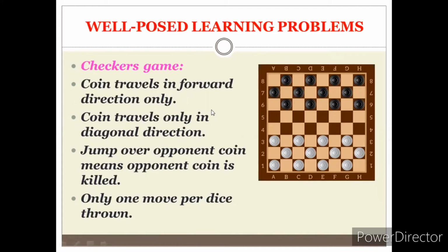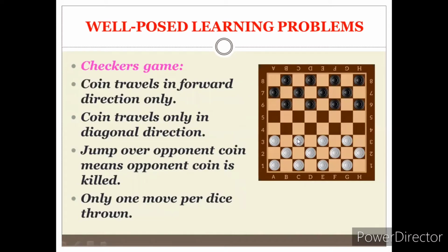So, checker game, what are the rules to playing that? The coin travels only in the forward direction, and only in the diagonal direction. Nowadays the technology has improved, it can travel anywhere. Here, the concept we have taken is that it travels in a diagonal direction. Jumping over an opponent coin means you are killing the opponent coin, that means you are destroying the opponent coin.